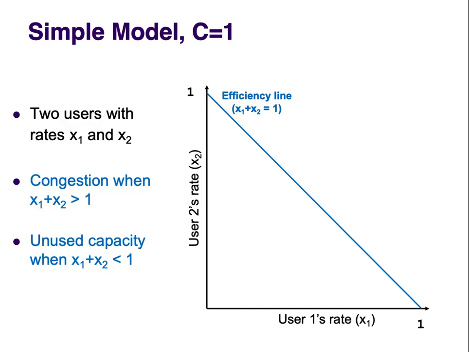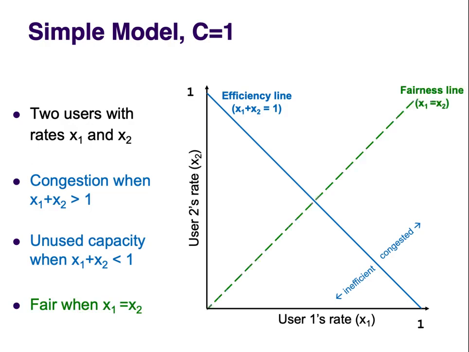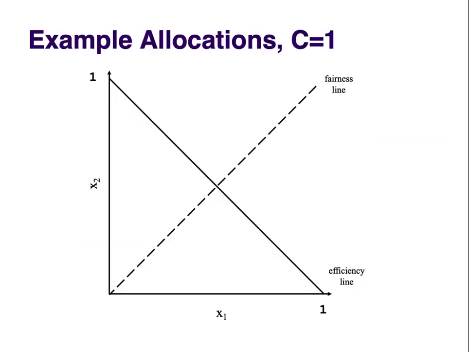Does that make sense? If you're above it, you're congested. If you're below it, you're underloaded. And then we have a fairness line. We said you're fair if x1 is equal to x2. On this graph, that's the green line here. Okay? That's the line where x1 is equal to x2. So really, where we want to be operating is at the intersection of those 2 lines. That's where efficiency meets fairness. And that's our goal.